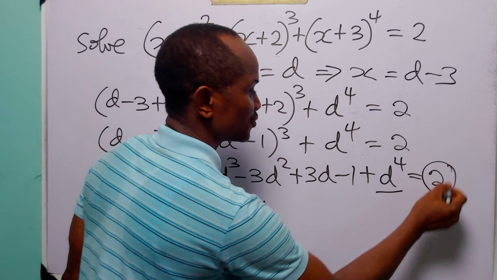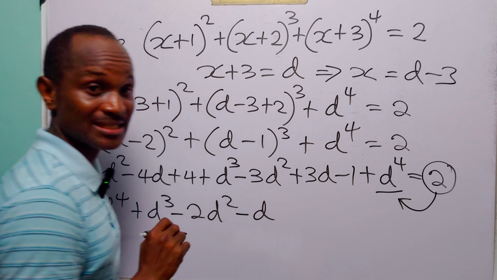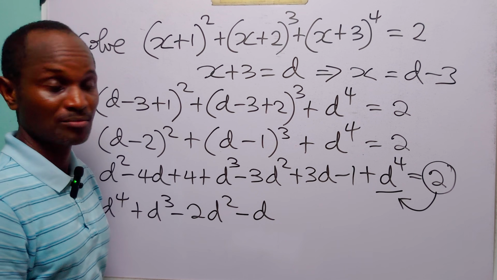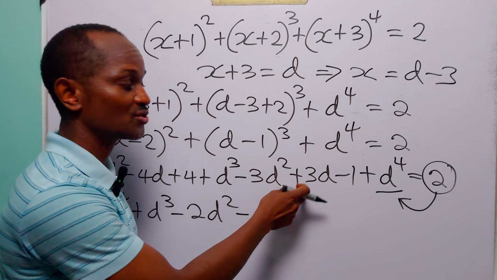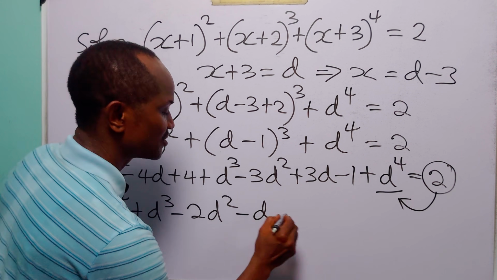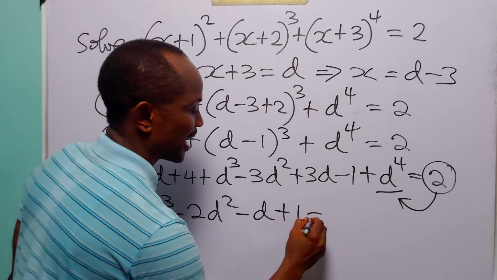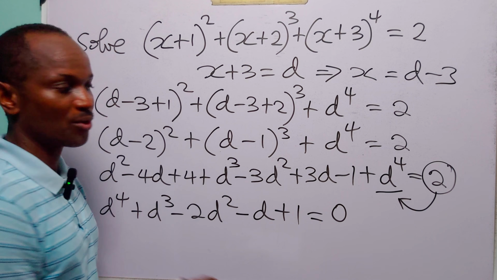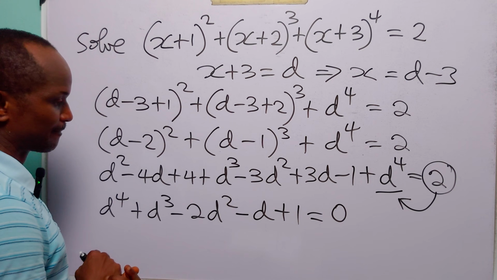Now, if we move 2 over to the left-hand side, it becomes minus 2. We already have 3 here. So 3 minus 2 is going to give us 1. And then we are left with 0 on the right-hand side.